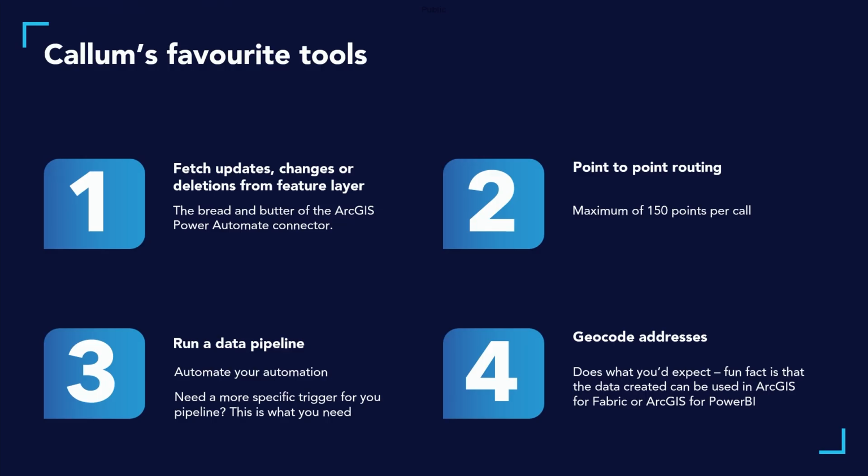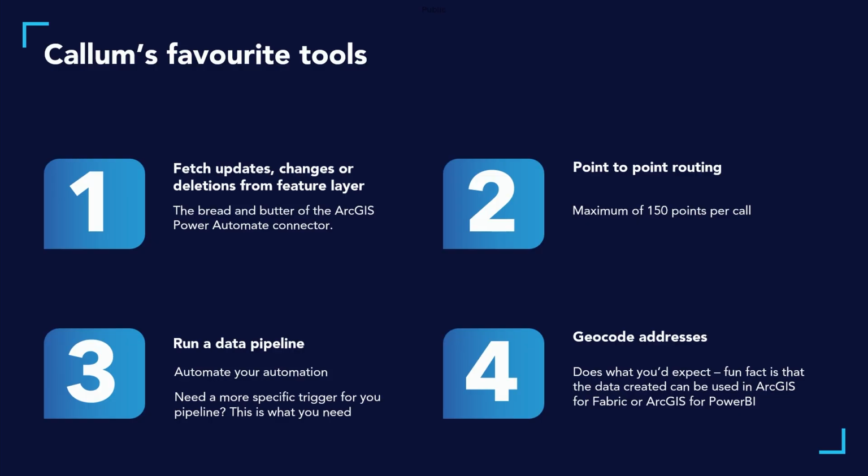So with a couple of examples out the way, I'm going to run you through a few of my favorite tools. The first one we have talked about, which is the fetch updates, changes, and deletions from feature layers. This is the bread and butter of the ArcGIS connector for Power Automate. The power, I think, lies in the versatility, because you can practically do anything with that information.